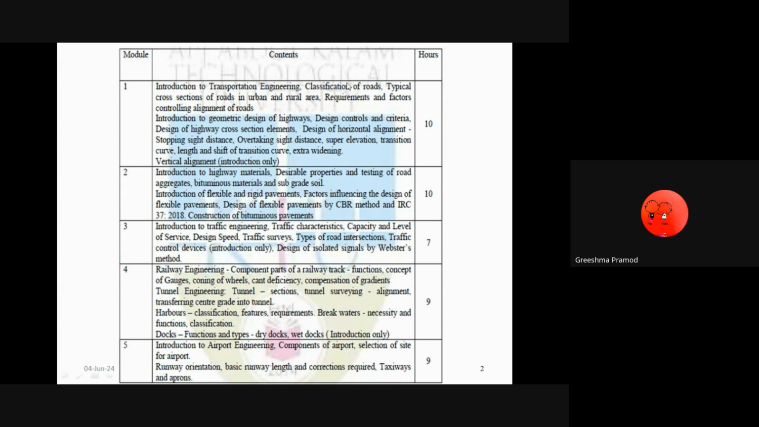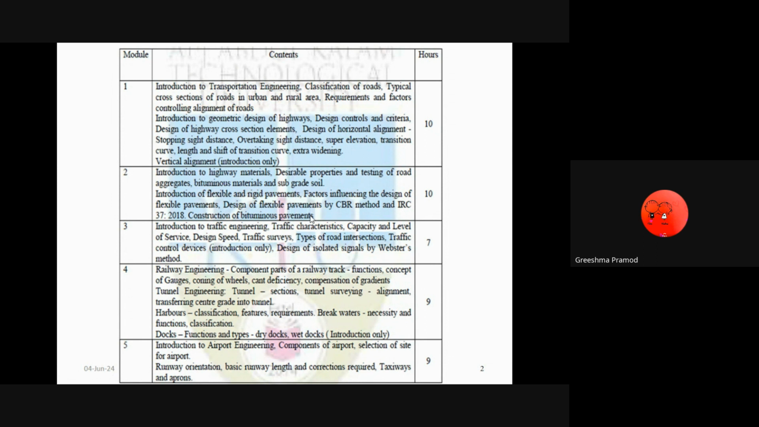Their tests are important, and the introduction of flexible pavement, and how would you compare flexible pavement and rigid pavement. When you compare flexible pavement and rigid pavement, you need to give the diagrammatic sketch of these pavements also. Then what are the factors influencing the design of flexible pavement? That is important. And design of a flexible pavement by the CBR method; the problem is important, and the construction procedure of bituminous pavements is important for this module.